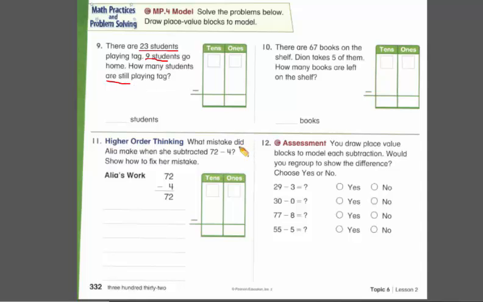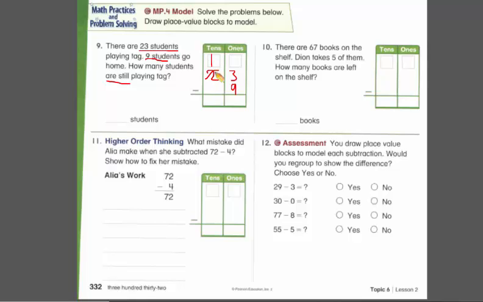So we know it's subtraction. I have the whole. The whole is 23. So 2 in the tens and 3 in the ones. Minus 9 students go home. So minus 9. Can I subtract 3 minus 9? No, I can't. I don't have enough ones. So what will you do? I will regroup. Take 1 ten.